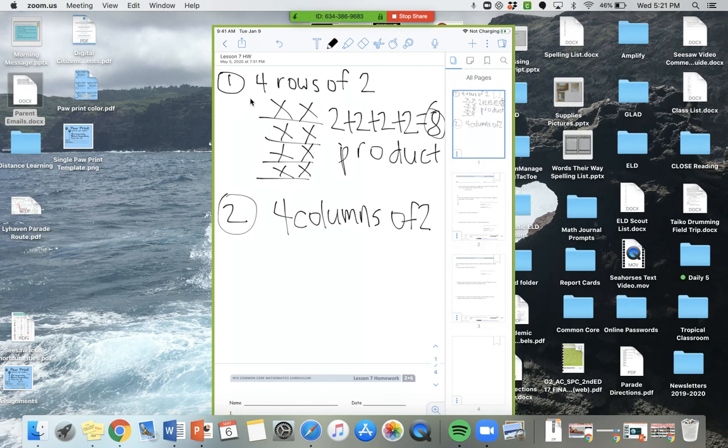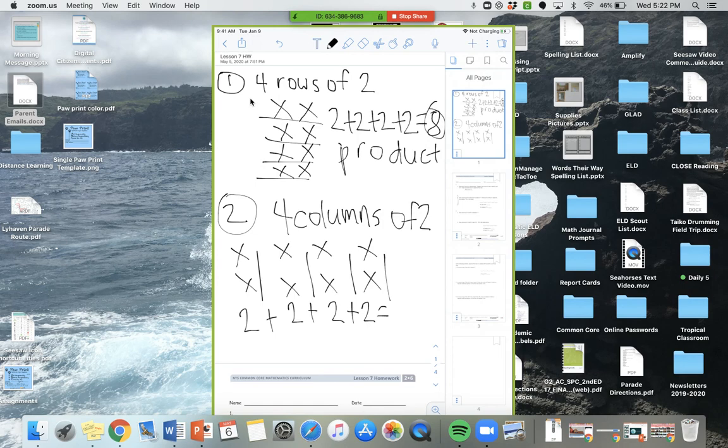Okay, so you should have drawn your array. So I'm going to draw my lines first. So now I need to draw vertical lines. At first I drew horizontal lines. Now I need to draw vertical lines. So 1, 2, 1, 2, 1, 2, 1, 2. So I have 4 columns of 2. And once again, my repeated addition, 2 plus 2 plus 2 plus 2, which equals 8.